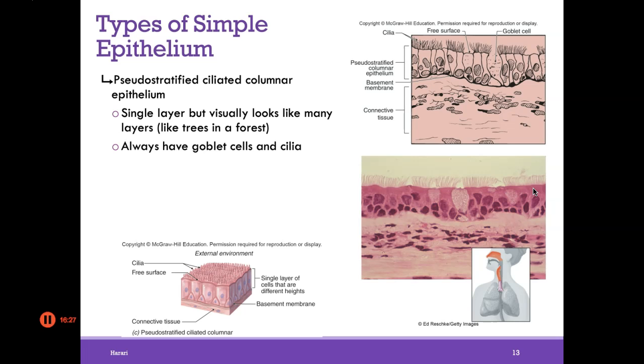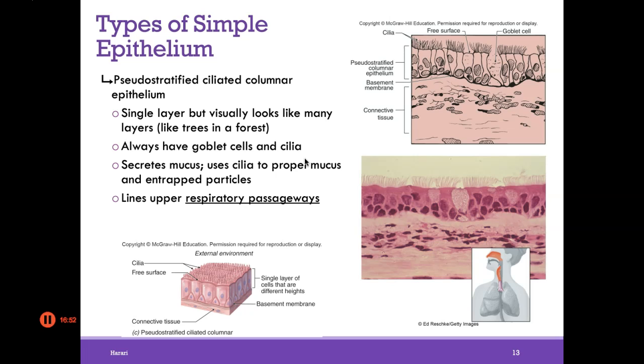Pseudostratified ciliated columnar epithelium always has goblet cells to produce mucus and, as the name suggests, cilia. And remember that cilia are those short little hair-like protrusions made of microtubules that can brush and propel mucus and any entrapped particles away from anything important and toward the digestive system so we can digest any of those pathogens. So pseudostratified ciliated epithelium lines the upper respiratory passageways. Right, this is very important.